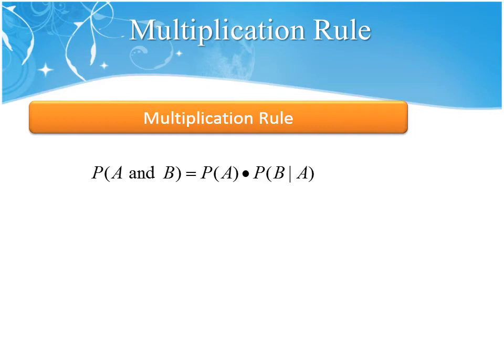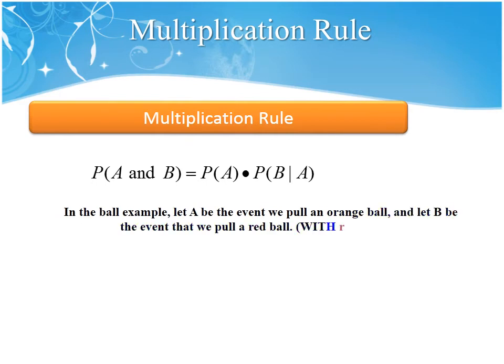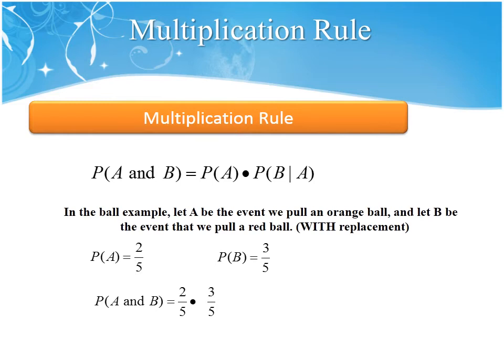A similar situation, but slightly different, if we go back to the ball example again. Let A be the event we pull an orange ball out. Let B be the event that we pull a red ball out. However, this time we're going to consider with replacement, meaning we pull the orange ball out, but then we put it back. In this case, once we put it back, then the probability of B doesn't change given that A has already occurred, because once we put that orange ball back, all the probabilities reset to their original probabilities.